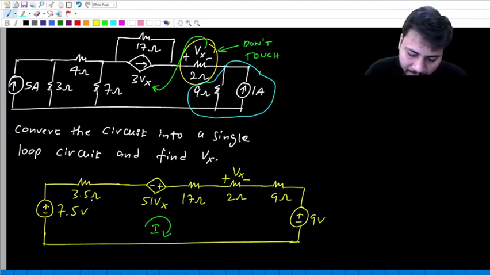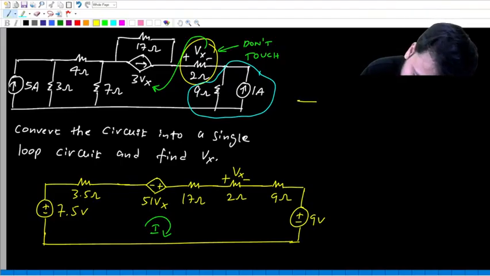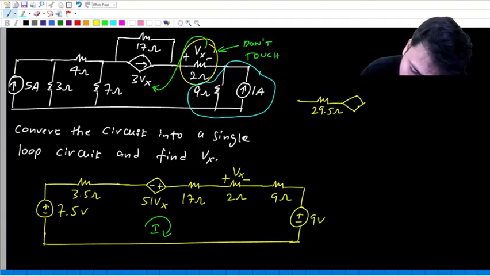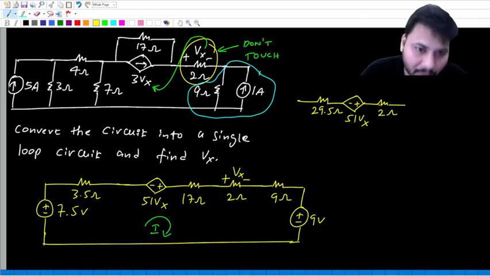And also you can combine the resistors 3.5, 17 and 9. Technically, 3.5, 17, 2, 9, all four are in series, but I already said do not touch the 2 ohm resistor, because if you combine the 2 ohm resistor, then Vx will disappear, and Vx is the controlling variable for this. So apart from the 2 ohm, the rest of the 3 resistors can be combined into a single resistor. 3.5 in series with 17 is 20.5. In series with 9 is 29.5. So 29.5 ohms in series with 51 Vx in series with the original 2 ohm resistor, across which the voltage drop is Vx.